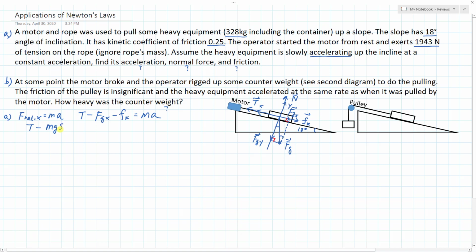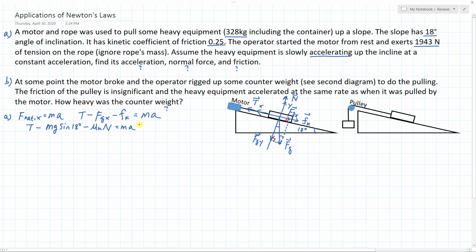So the x component takes the sine of 18 degrees, and minus the kinetic friction, which according to the definition is the kinetic frictional coefficient times the normal force. So depending on how hard you push the surfaces together, you can get proportionally more friction the harder you push. And that depends on the two surfaces in contact. And that is equal to ma.